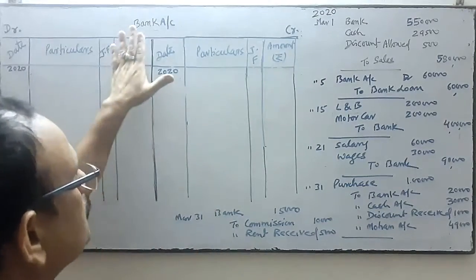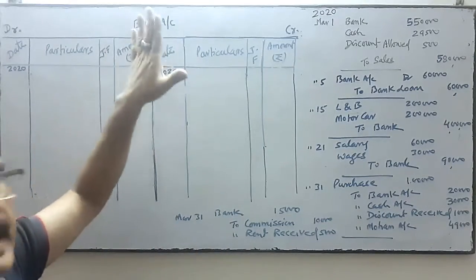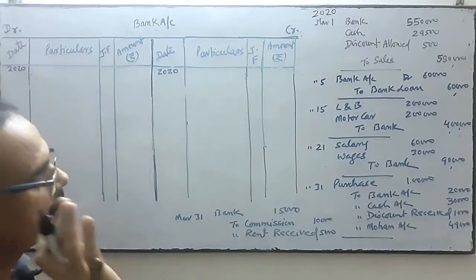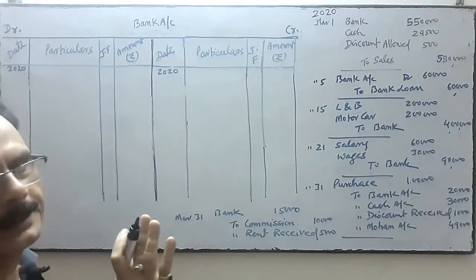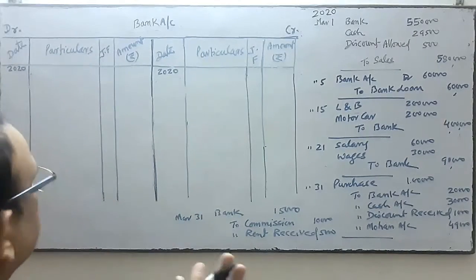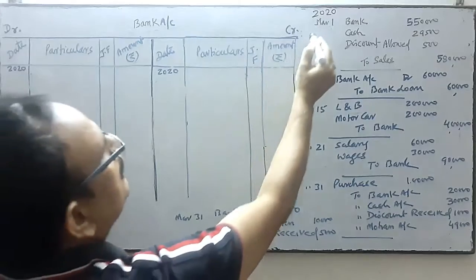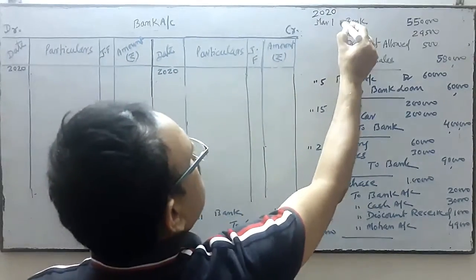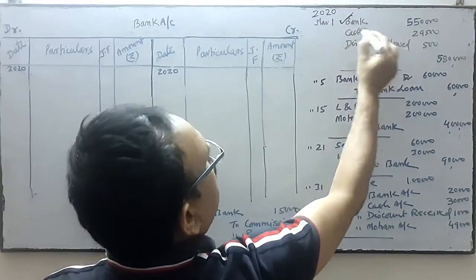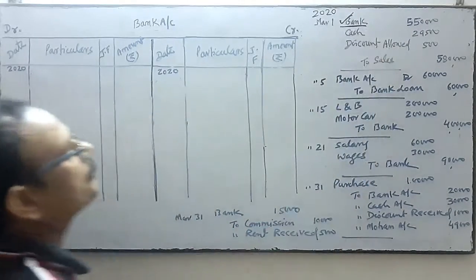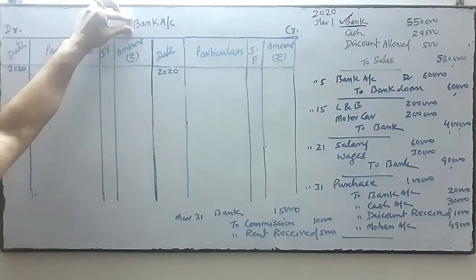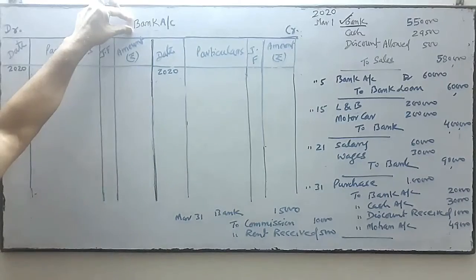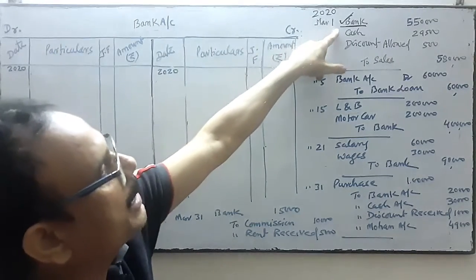I am going to do the posting in this ledger of bank. The same thing will be applied, so see the posting very carefully and try to understand it once again. The date is March 1st. In the first transaction, bank is on which side? Bank is on debit. In the journal, the first entry has bank on debit, and these two accounts are also on debit.